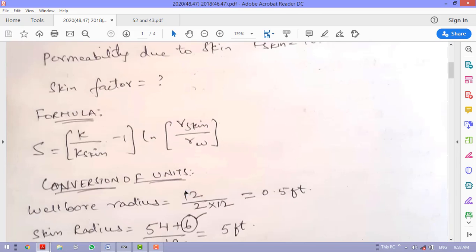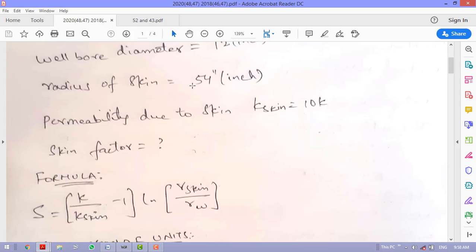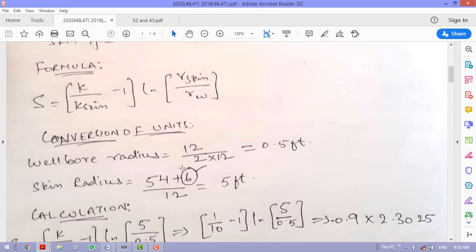Now it comes to the skin radius. As I mentioned earlier, in the question it has been given that it has been stimulated from the surface up to 54 inches, from the surface of the wellbore. But he didn't consider the wellbore radius, so here I am including the wellbore radius of 6 inches. So 54 plus 6 is nothing but 60, and 60 is in inches, so when I divide by 12 it will change its unit to 5 feet. So the answer for radius of skin is 5 feet.